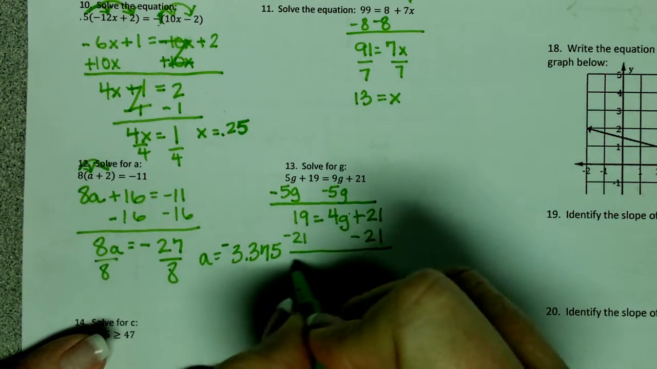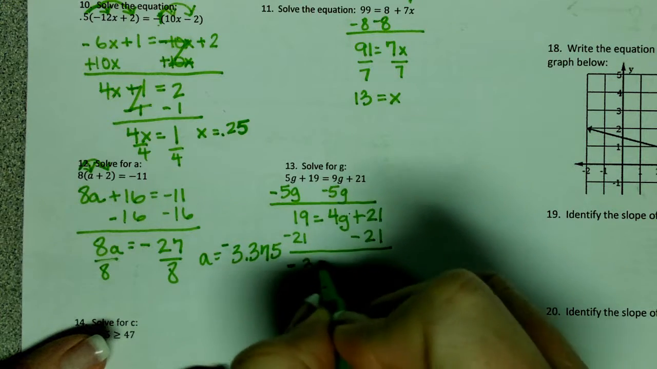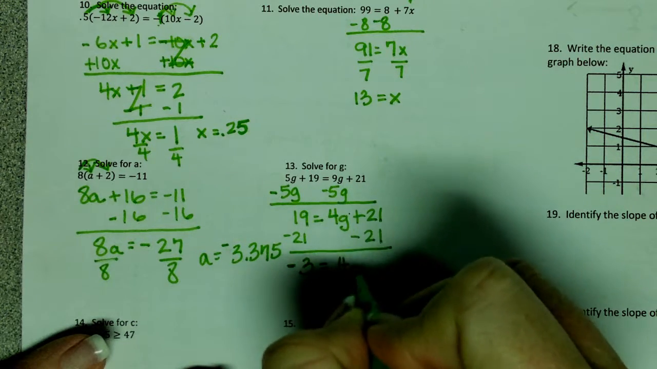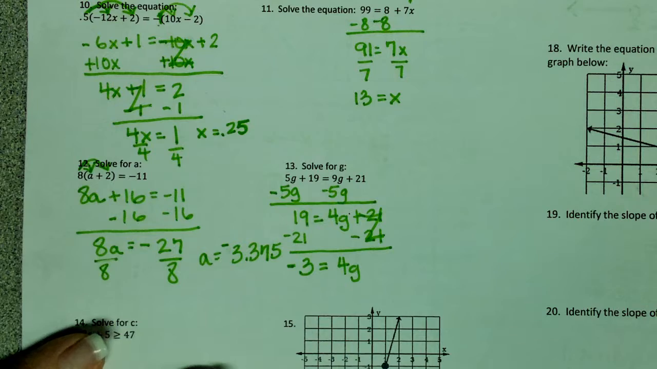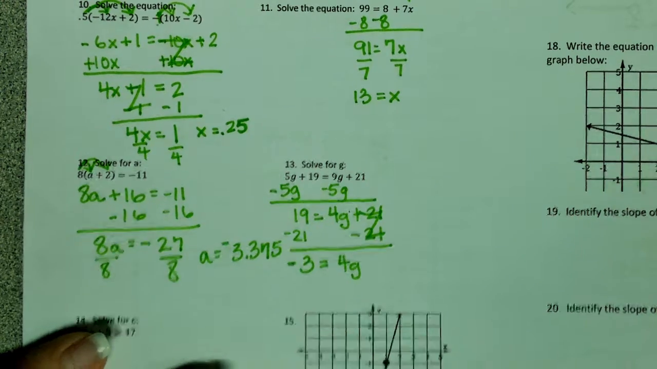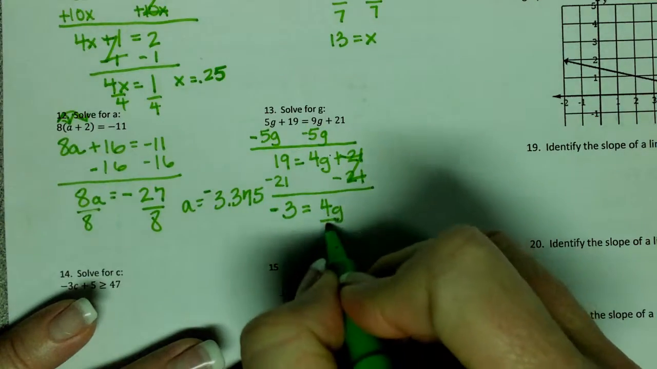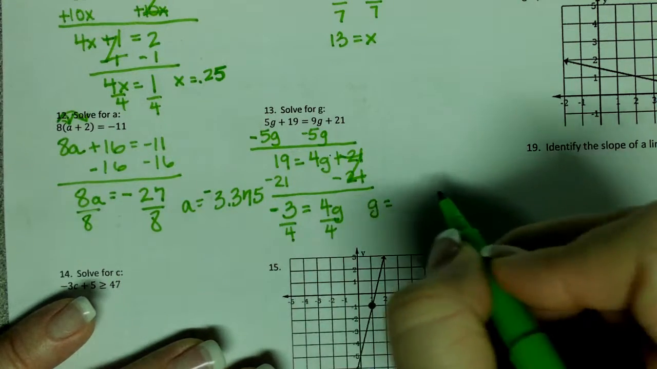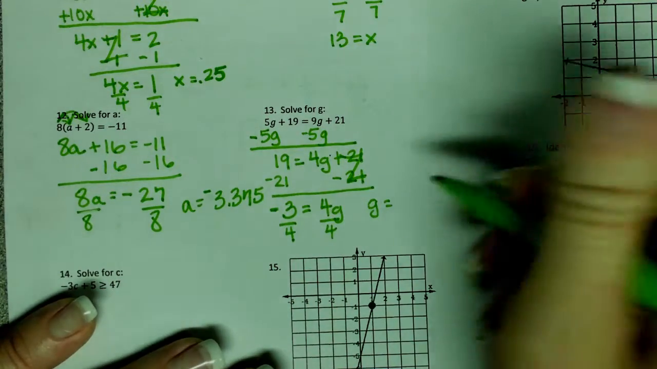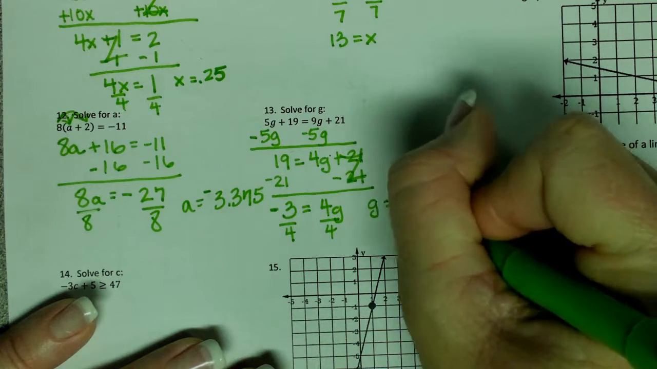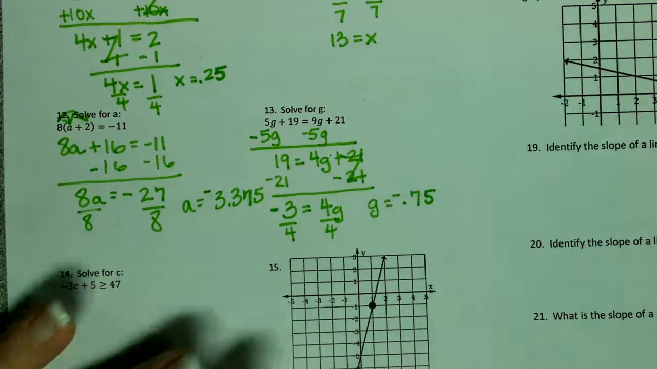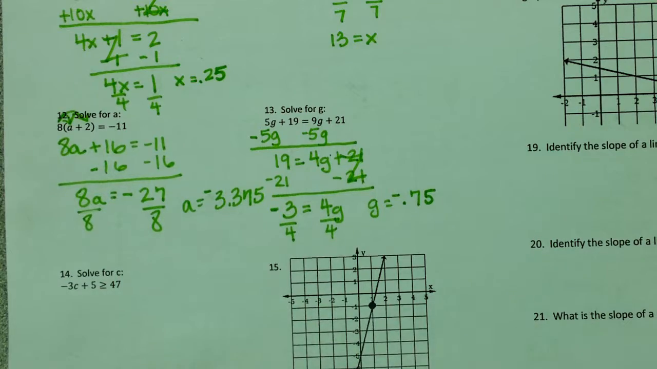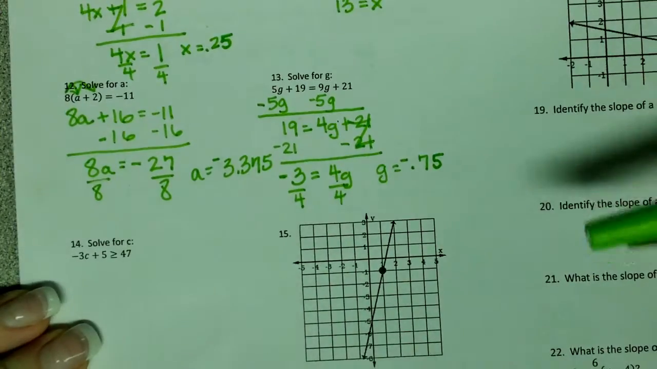So 19 minus 21 is -3 equals 4G, because this zeroed out. So now what do we do? Divide. We're going to divide everything by 4. And we would find that G equals -3 over 4, or -0.75. Alright, moving on to number 14.